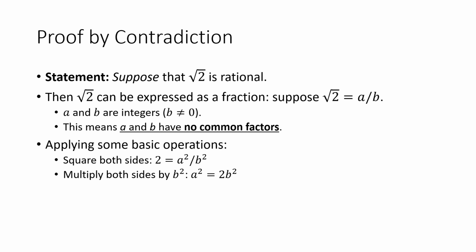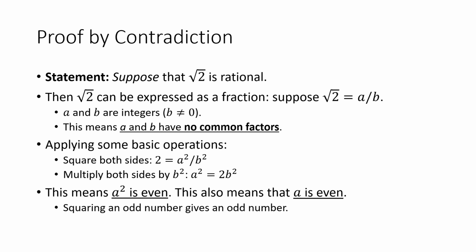But for now, let's apply some basic operations. We can square both sides. By doing that, we can bring the b squared term over, which leaves us with a squared equals 2b squared. This means that a squared is even, and in return, we can say that a is even. This comes from the logic that squaring an odd number gives you another odd number, and if you square an even number, you get an even number. So now we've deduced that a is even.